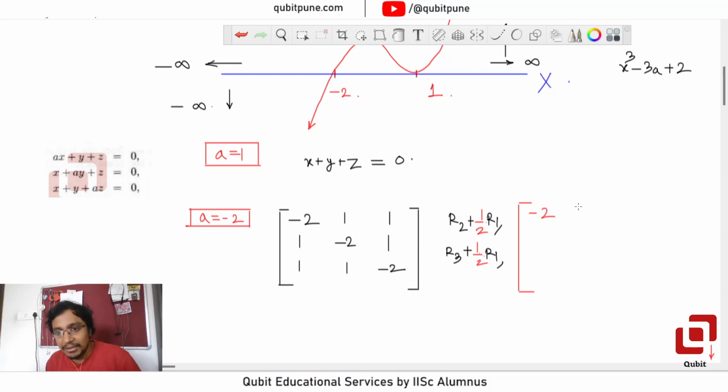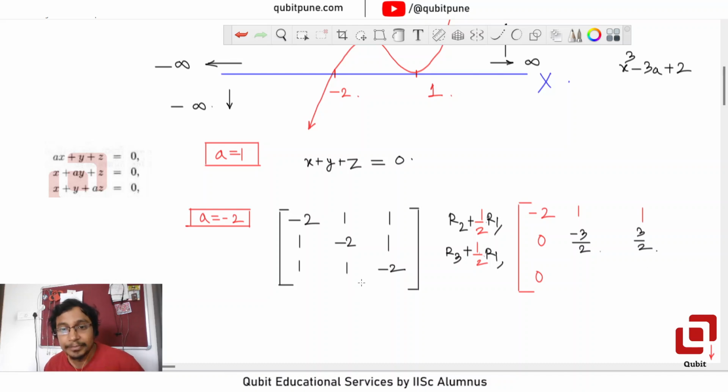So this will be -2 1 1. Okay. Now R2 plus half R1, so this is 0. Okay, am I correct now? Yes. Now let's go to the second element of R2. -2 plus 1 by 2 is -3 by 2, and this will be 3 by 2.